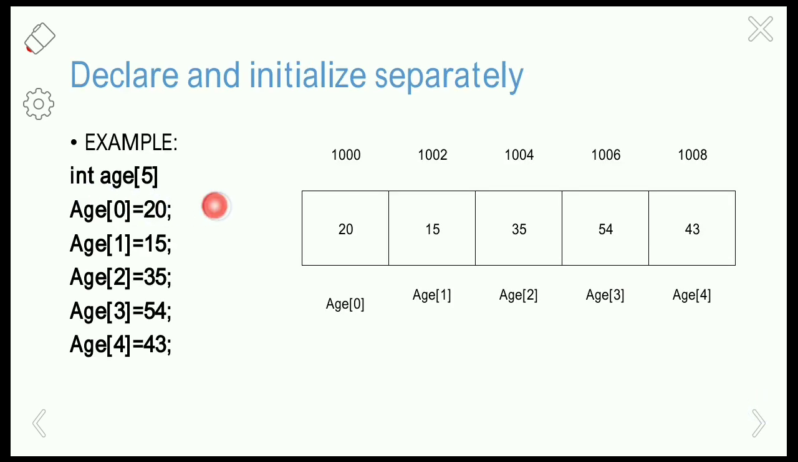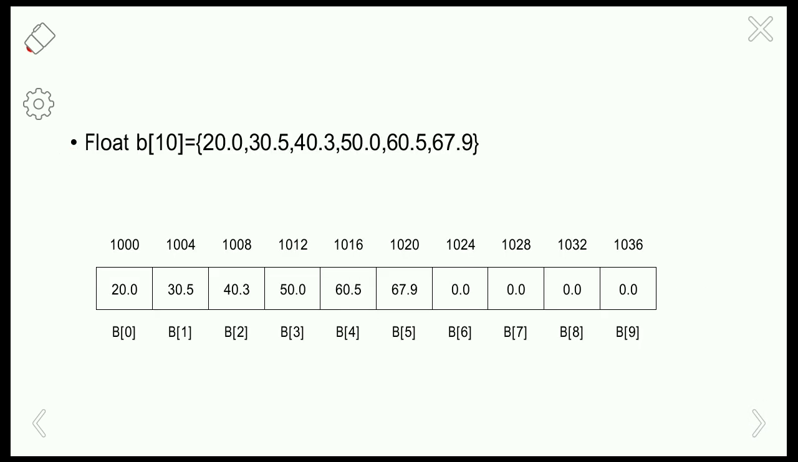So int age of 5, age of 0 equals 20. For the index value 0 we are assigning 20, age of 1 is 15, age of 2 is 35, age of 3 is 54, and age of 4 is 43. For each person's age, it will occupy 2 bytes of data because we are using the data type integer here. Similarly, if you use the float data type, then it will occupy 4 bytes of data.